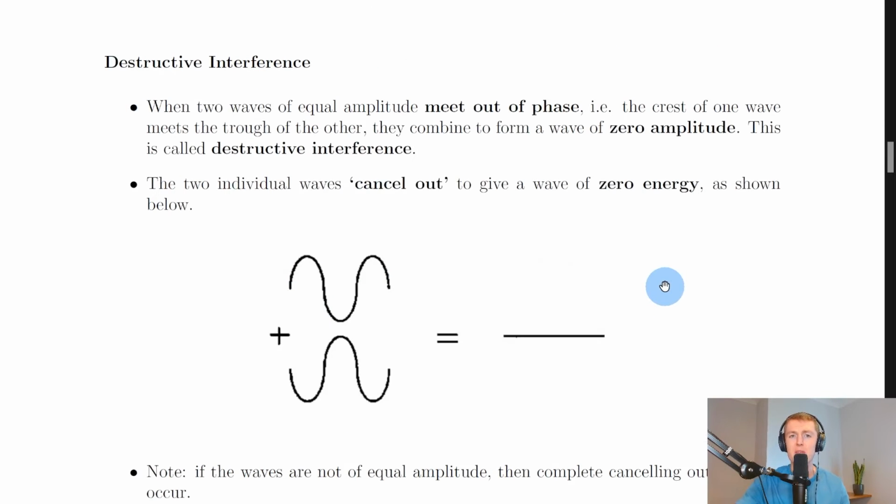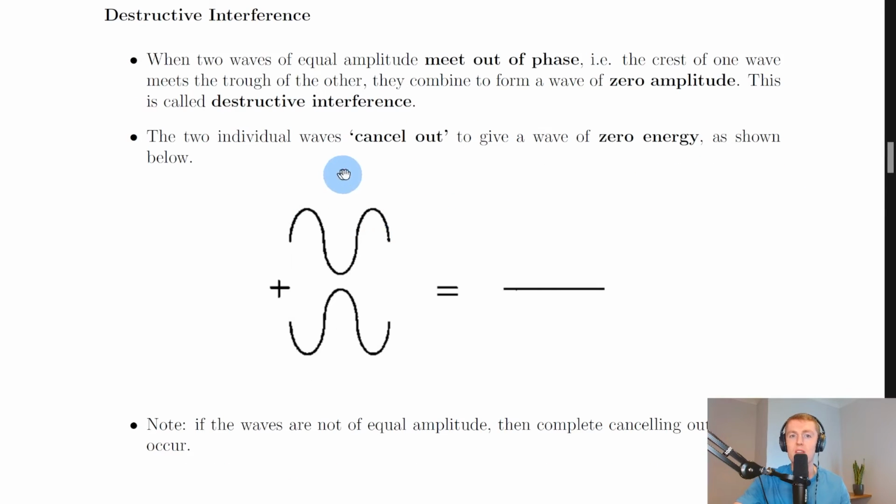However, the second type of interference is the opposite of this. It's called destructive interference. And it says that when two waves of equal amplitude meet out of phase this time, i.e. the crest of one wave meets the trough of the other, they combine to form a wave of zero amplitude. This is called destructive interference. The two individual waves cancel out to give a wave of zero energy, as shown below. So here we've got the crest meets trough, trough meets crest, and so on. And if we combine these two waves that are completely out of phase, then we end up with a wave of zero amplitude and zero energy. And this line is just showing you that there's a wave of zero disturbance produced.